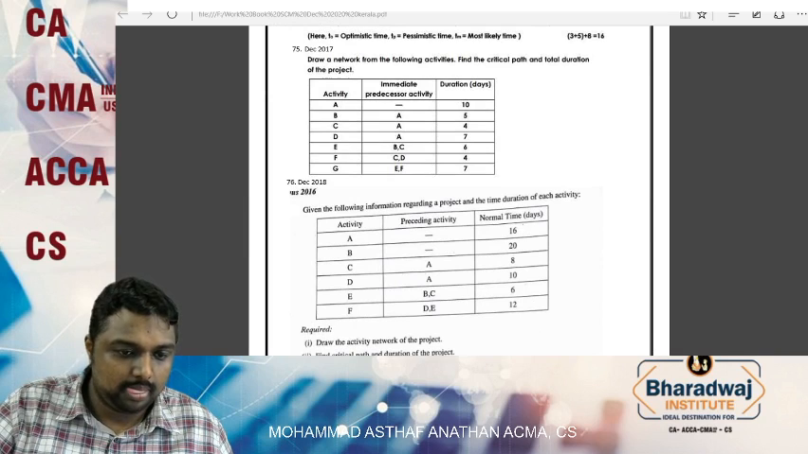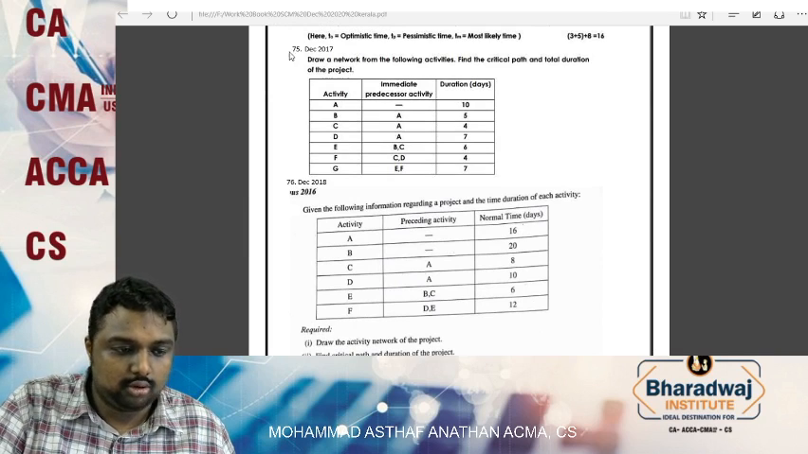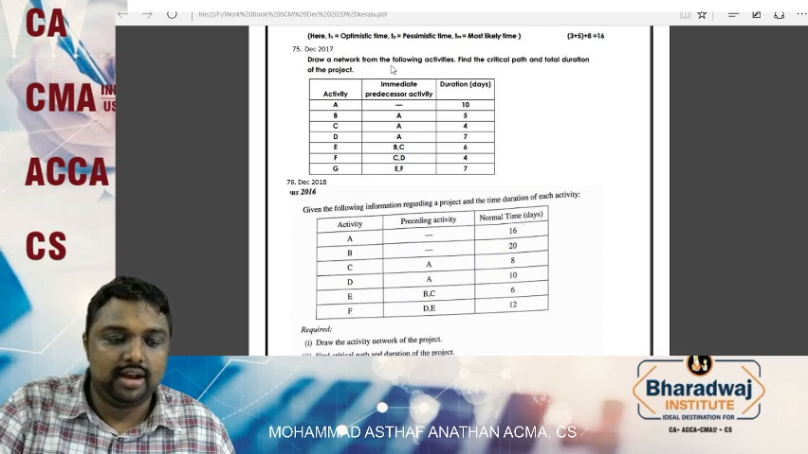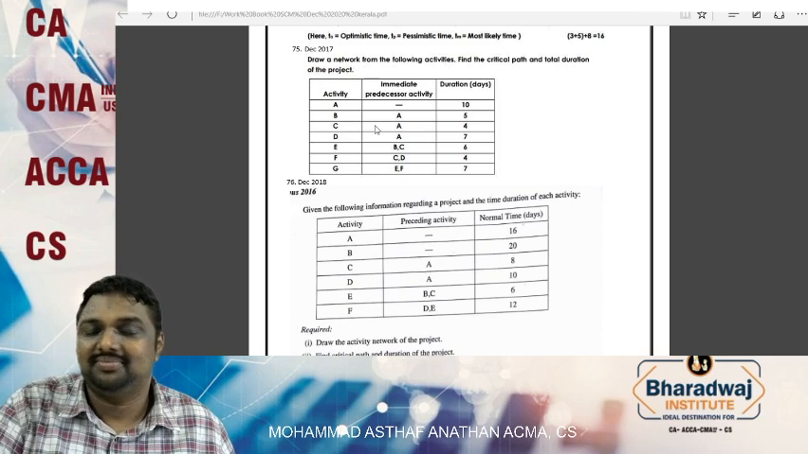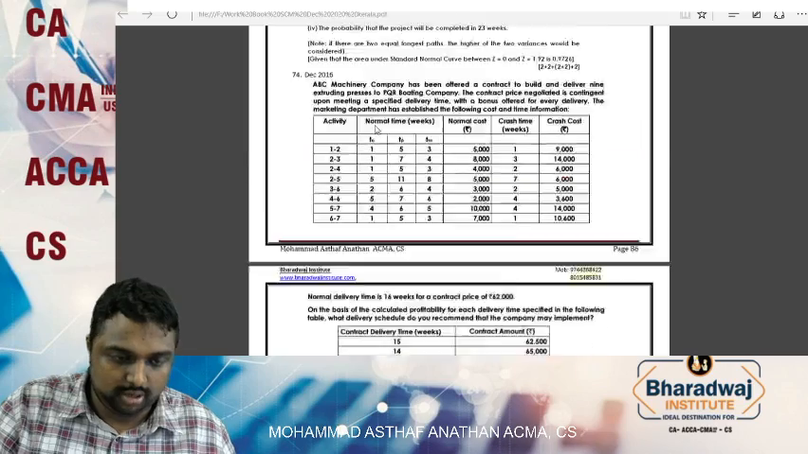Question number 75. Draw the network from the following activities, find the critical path and total duration. So these are all for you to work on.